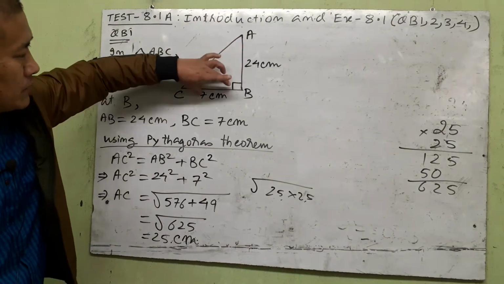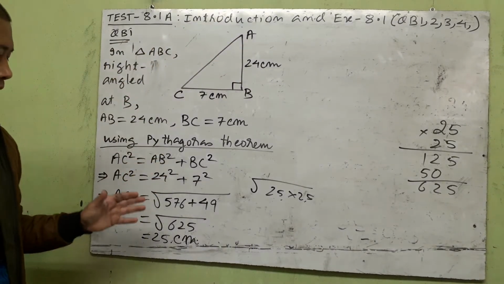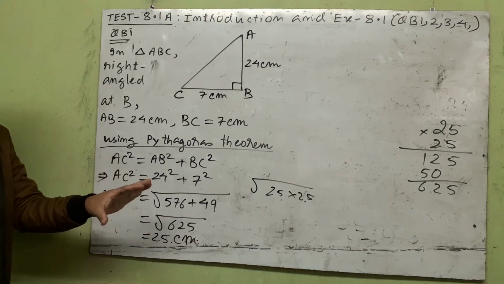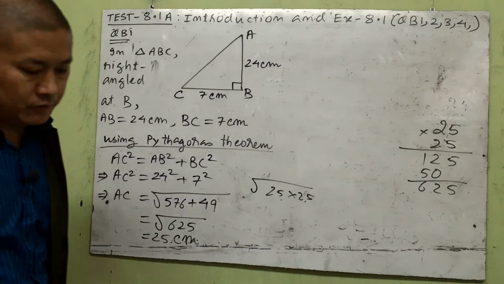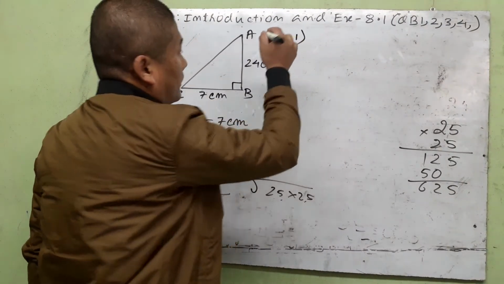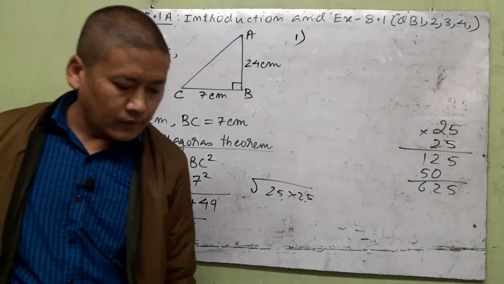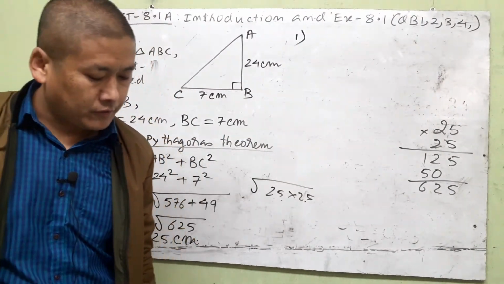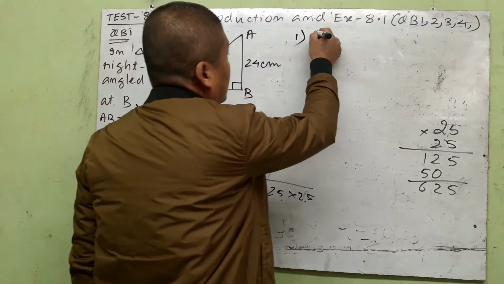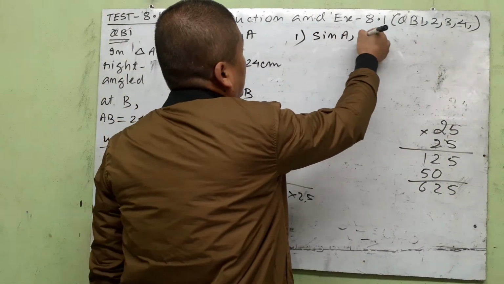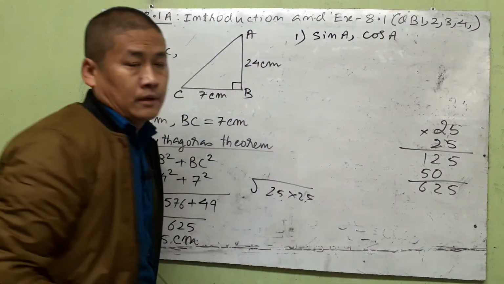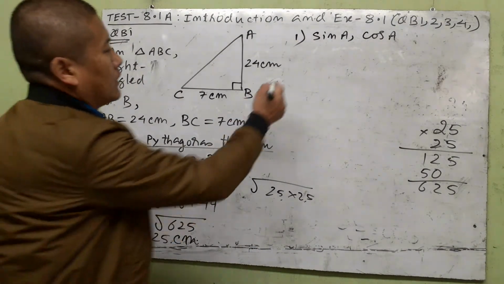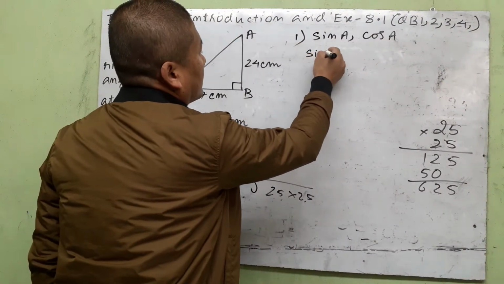AB 24 centimeter, BC 7 centimeter. We know all the three sides, so now we can answer your question number 1. Okay, so here, this is an important question. Here we have to find sine A comma cos A. Let us take the first one, sine A.